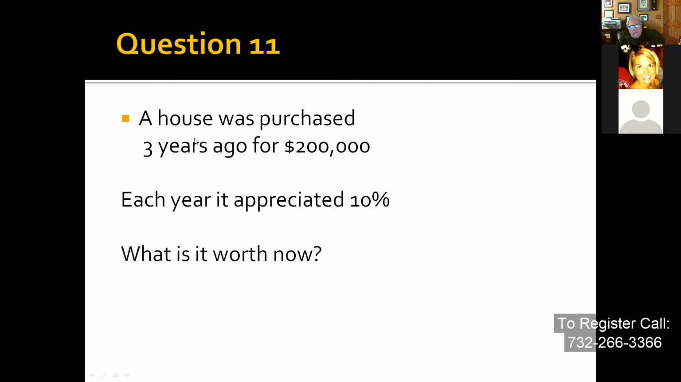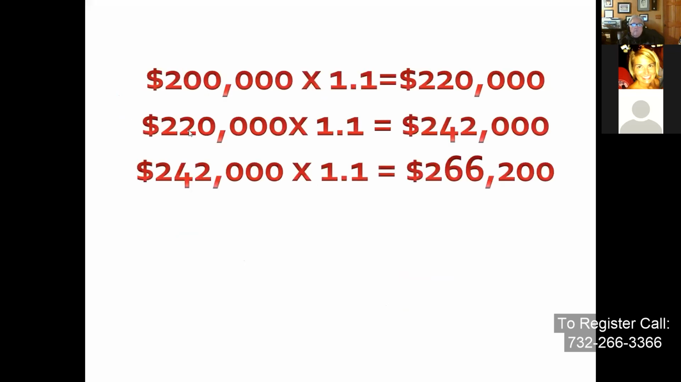Okay, this is another common one on the test. The house was purchased 3 years ago for 200,000. Each year it appreciated 10%. What is it worth now? So this is an example of compound interest. So it goes up in value, and then next year it goes up 10% again, but you're getting that 10% on the increase too. So the first year was 200,000. It went up 10%. So we would multiply it times 1.1 because it went up 10%.